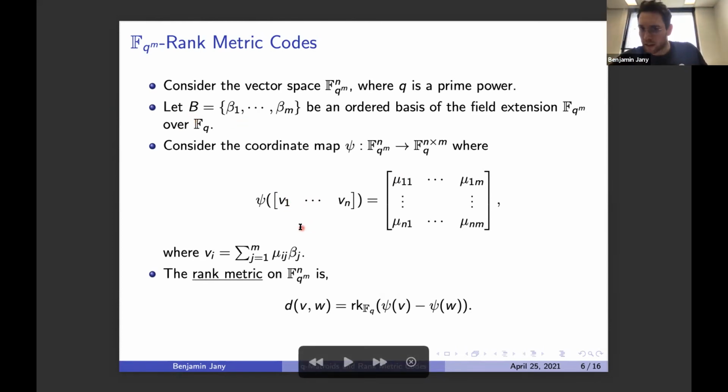Okay, you repeat that for every entry and you get an n by m matrix. Let's call this matrix the coordinate matrix of this element V, okay? Now that we have those coordinate matrices, we can define the rank metric, and the rank distance between two elements V and W will just be the rank of the difference between their coordinate matrices, okay?